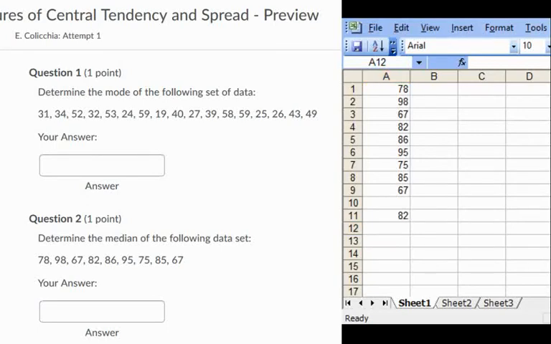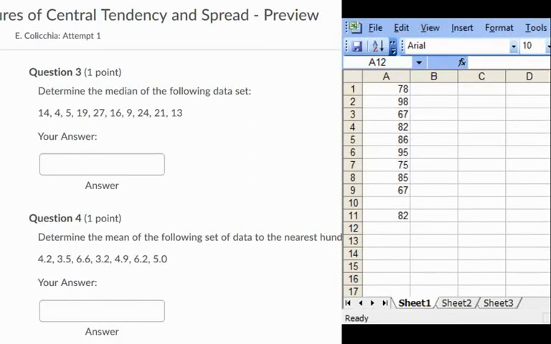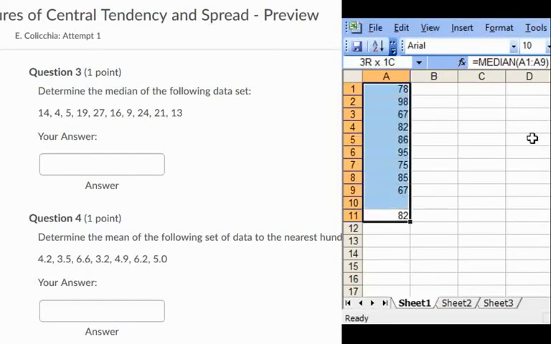For the next 2 questions, we'll have another one that asks for the median, but this one has 2 middle values, so you have to find the average of those 2 middle values. And we have another one that asks for the mean, and it says to find the mean to the nearest hundredth. So let me quickly go through that.